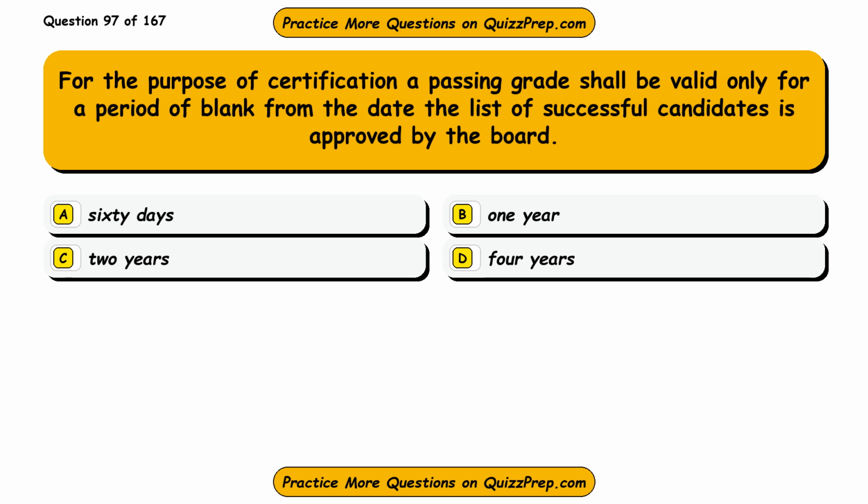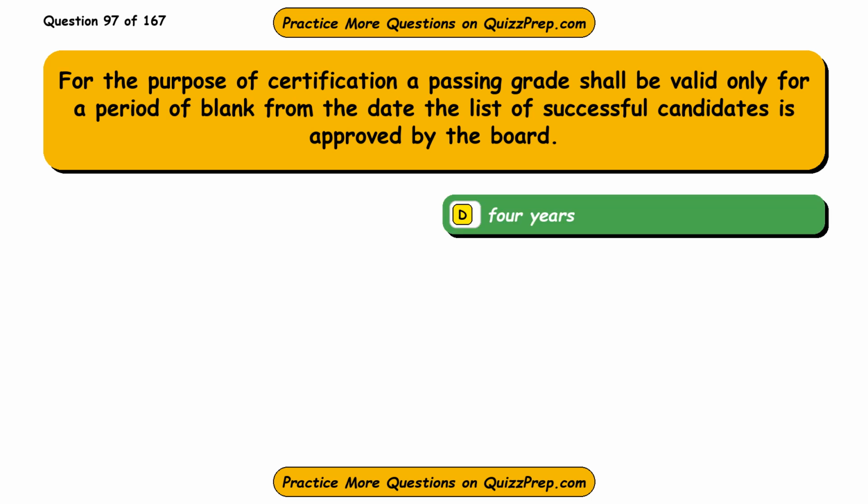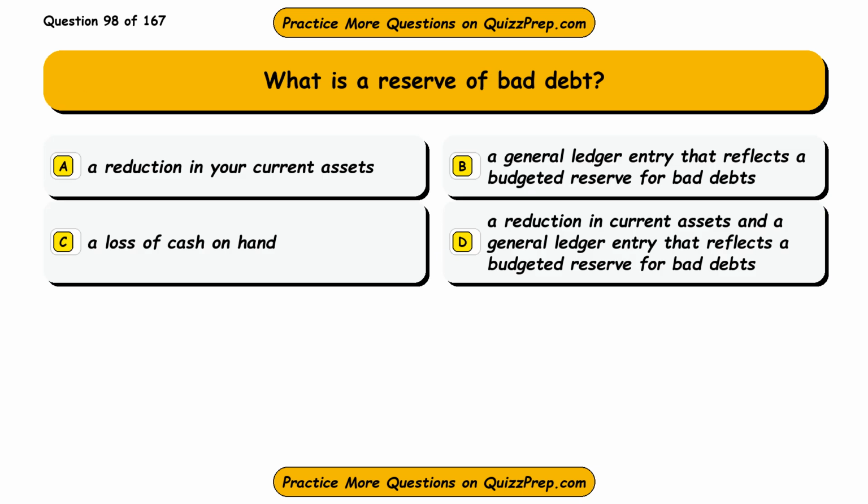Question 97. For the purpose of certification, a passing grade shall be valid only for a period of blank from the date the list of successful candidates is approved by the board. Option A, 60 days. Option B, 1 year. Option C, 2 years. Option D, 4 years. The correct answer is option D, 4 years. 4 years. Question 98. What is a reserve of bad debt?